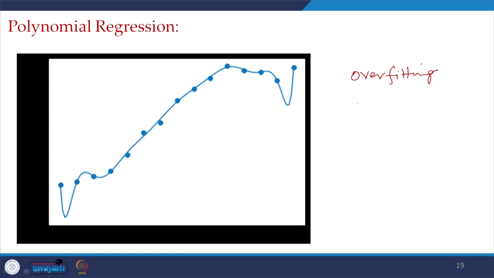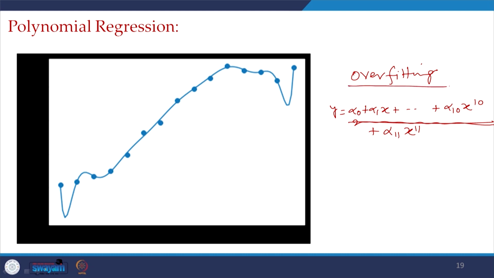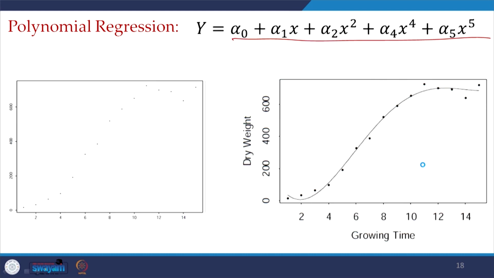This is when you are using y equals alpha 0 plus alpha 1 x and go on up to alpha 10 x raised to power 10. So, a 10 degree polynomial, even an 11 degree polynomial. So, this is overfitting. Yes, your residual error is 0, you are having R square equals 1, but there is an issue. What is the issue?